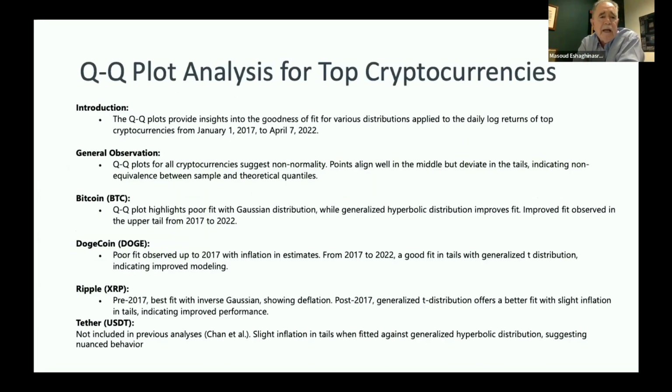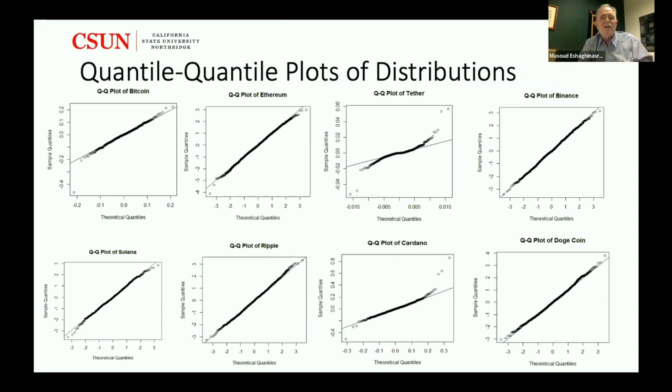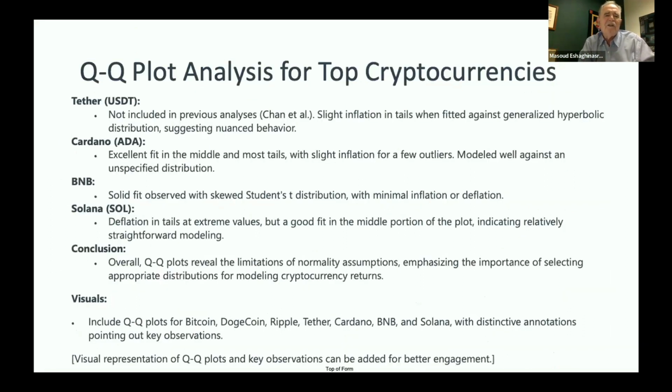After that, I went back and made a QQ plot analysis, because I want to go back to the previous article and the new article I wrote and compare them. For this reason, I start with each coin and make a QQ plot for the distribution. In the end, I analyze the top cryptocurrencies and find what is the best one.